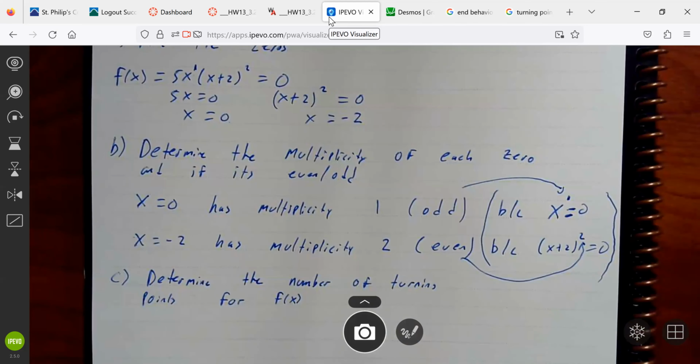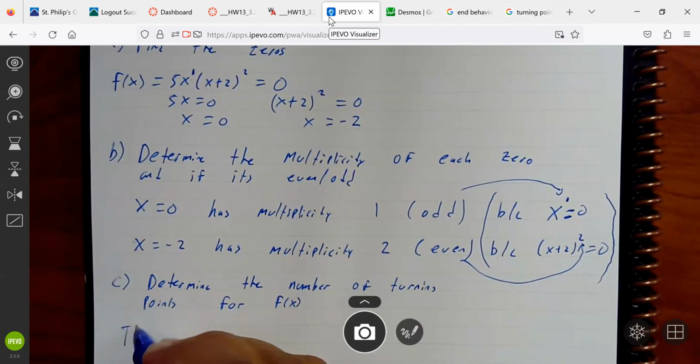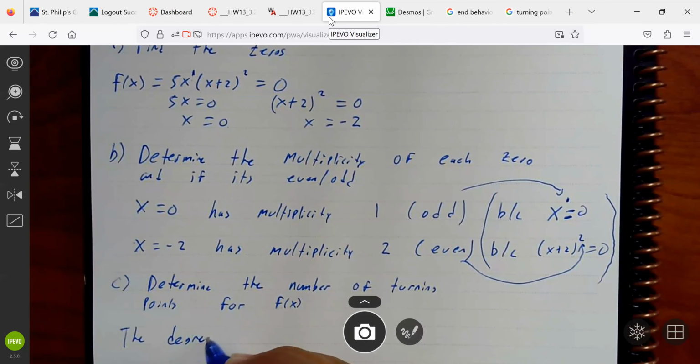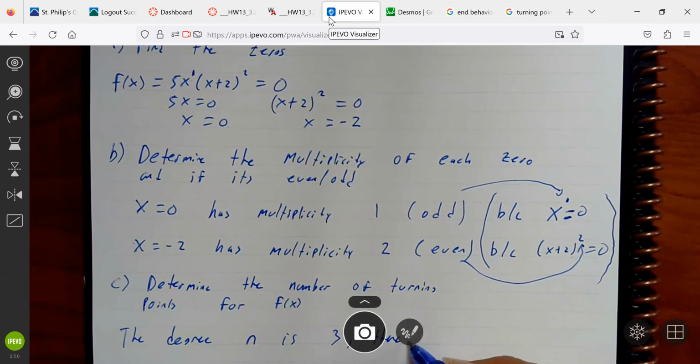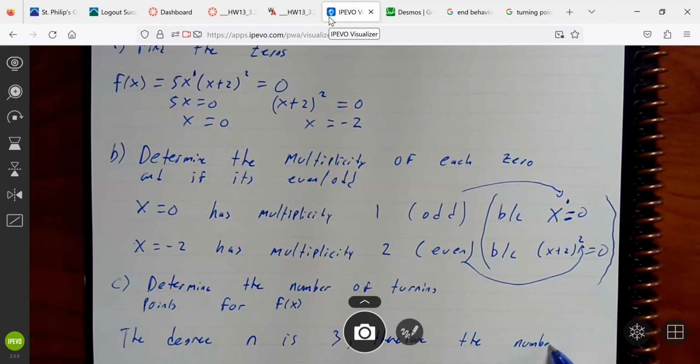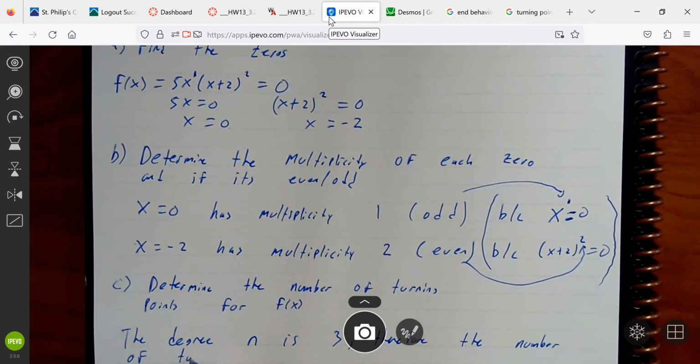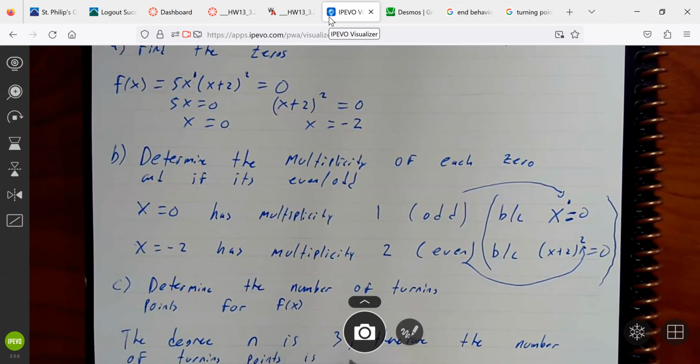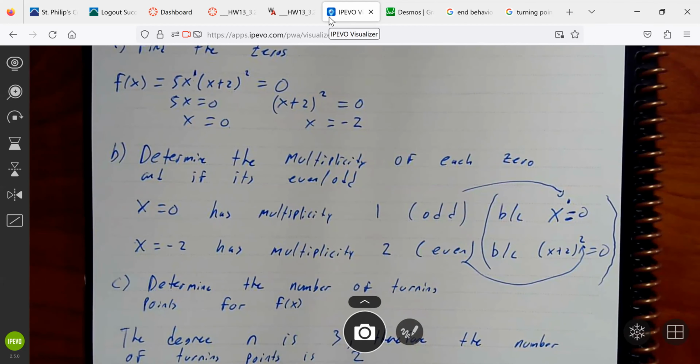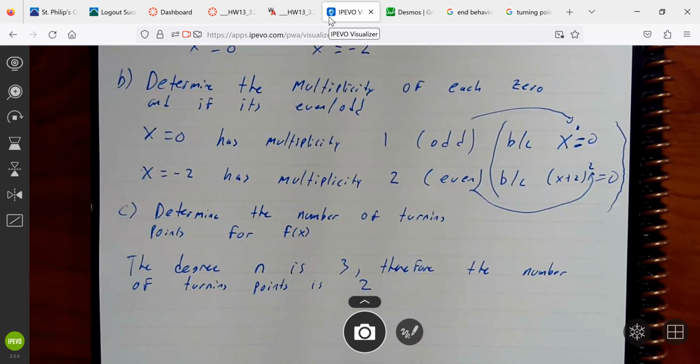Okay. So the degree n is 3. Therefore, the number of turning points is 2. That makes sense? Can you guys figure out the degree without multiplying?